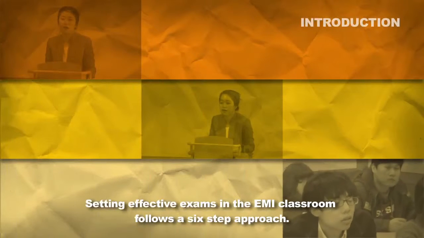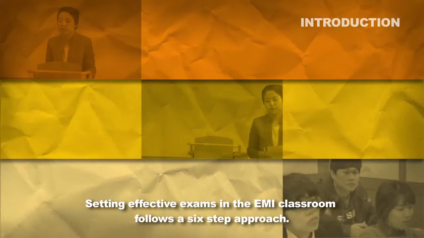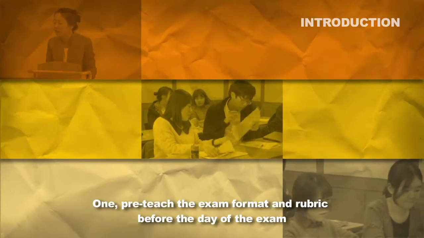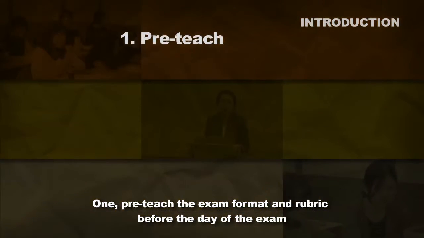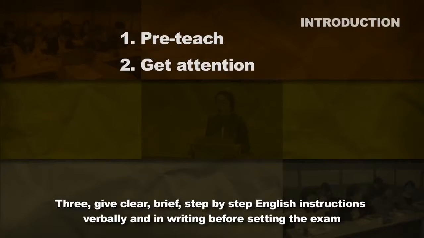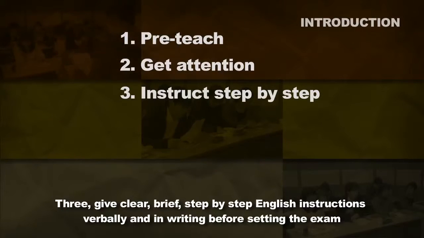Setting effective exams in the EMI classroom follows a 6-step approach. 1. Pre-teach the exam format and rubric before the day of the exam. 2. Get all students' attention before setting the exam. 3. Give clear, brief, step-by-step English instructions verbally and in writing before setting the exam.